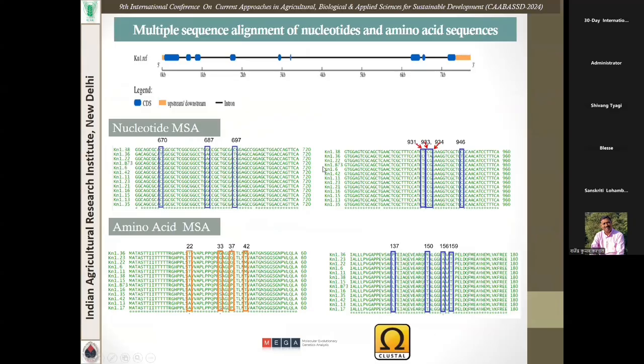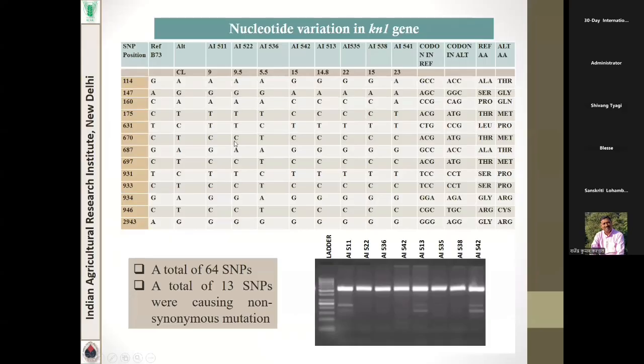B73 is our reference genotype. Now, what is the importance of the reference genotype? In the reference genotype, genes were already coded or decoded, sorry, and all the annotations were done, and we aligned our sequences with the reference genotype and also among the high and low cob length genotypes. We found a good amount of variations, and we tried to catch these variations further.